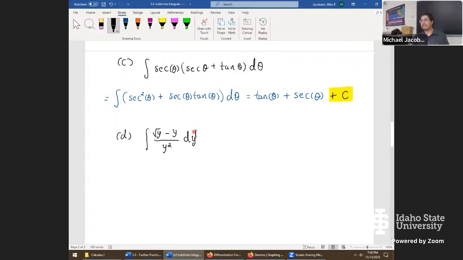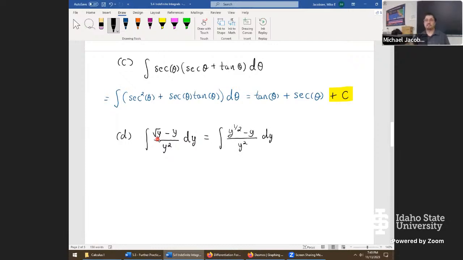But again, I can't necessarily integrate it in this format. Even if I was differentiating it, I would probably avoid the quotient rule on this. There's no value in that. You can just divide y squared into everything, and same for the antiderivative. So for integration, let's take that numerator. Root y is really y power 1/2, minus y over y squared.